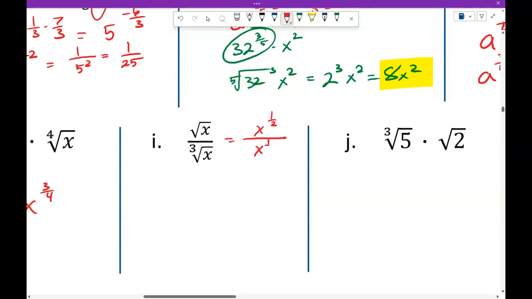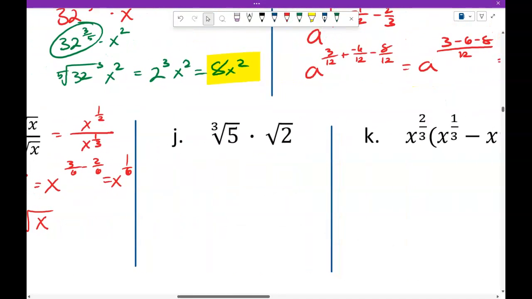In rational exponent notation, we have 1/2 and 1/3. Since it's division, our quotient rule says we will subtract. We get our common denominator of 6. And then back in radical notation, the 6th root of x.